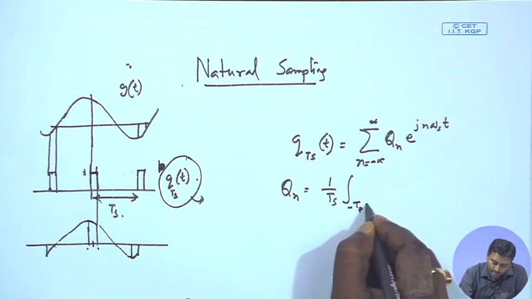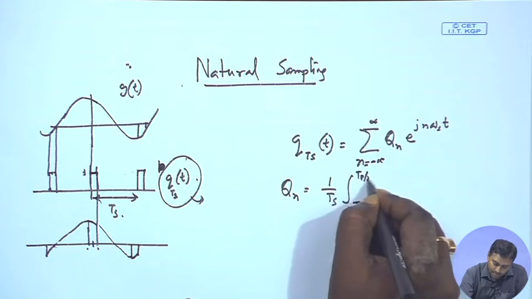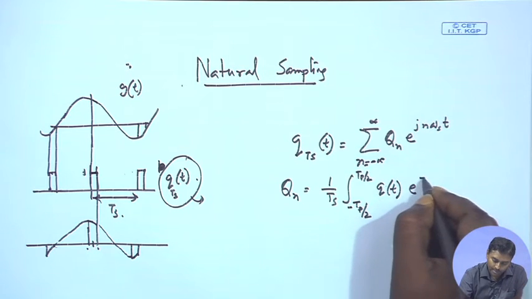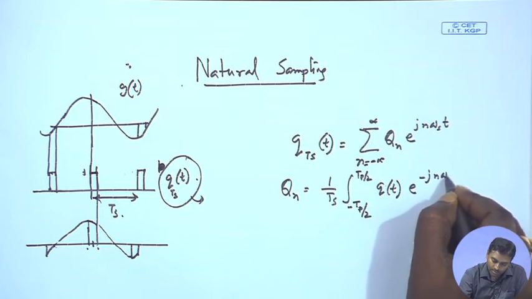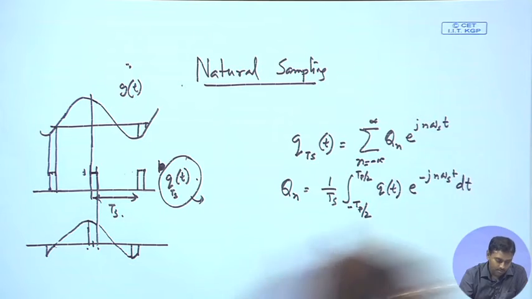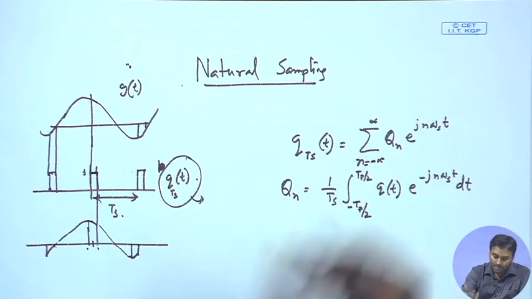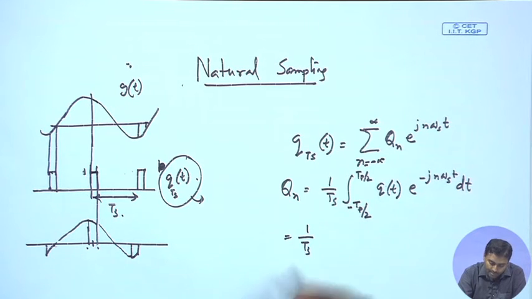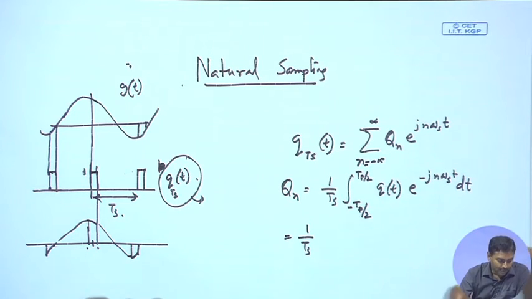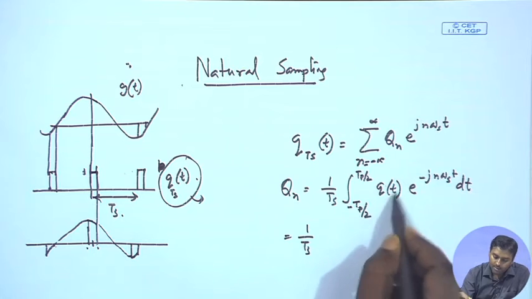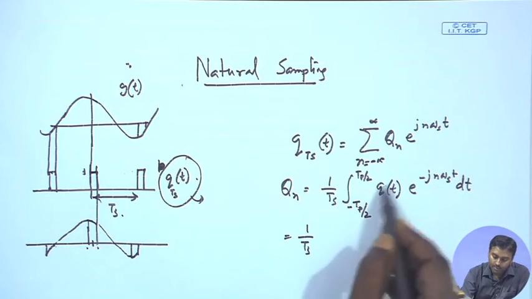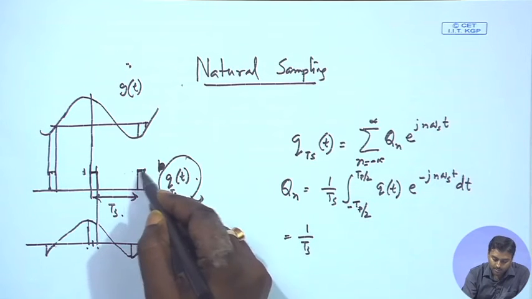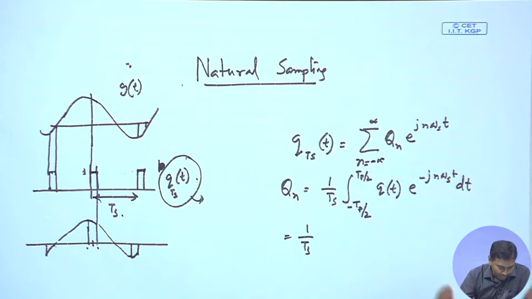So, from minus T_p by 2 to plus T_p by 2 it is defined, q(t) e to the power minus j n omega_s t dt. So, you just do this. If you just evaluate this, what do you get? 1 by T_s, okay. And because this q(t) remains 1 within this, I will have 1 from minus T_p to plus T_p, because the pulse has unit amplitude, that is what we have assumed.